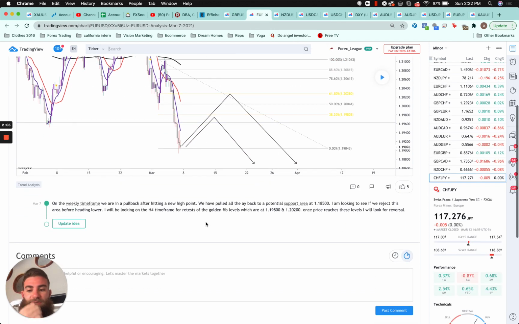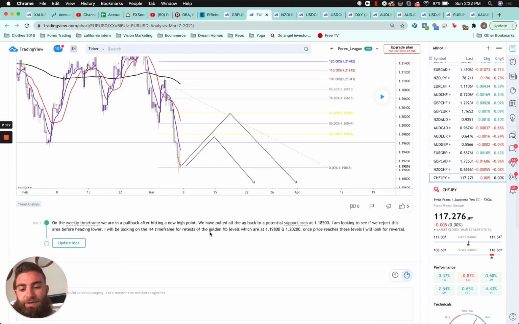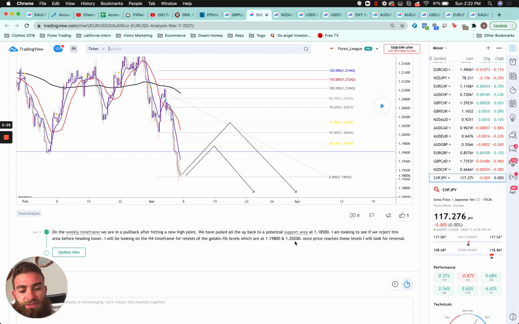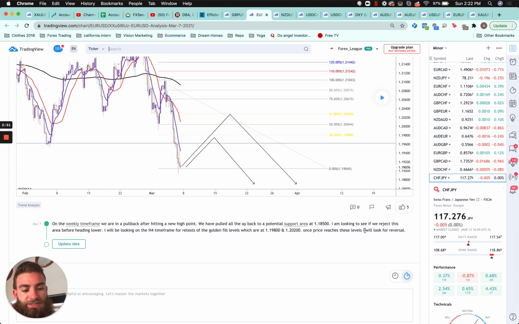Let's look at EURUSD. So on the weekly time frame, we are in a pullback after hitting a new high point. You're pulled all the way back to a potential support area at 118,500. I'm looking to see if we can reject this level before heading lower. I'm looking on the 4-hour time frame for retests of the golden fib levels, which are at 119,800 and 120,200. Once price reaches these levels, I'll look for a reversal.